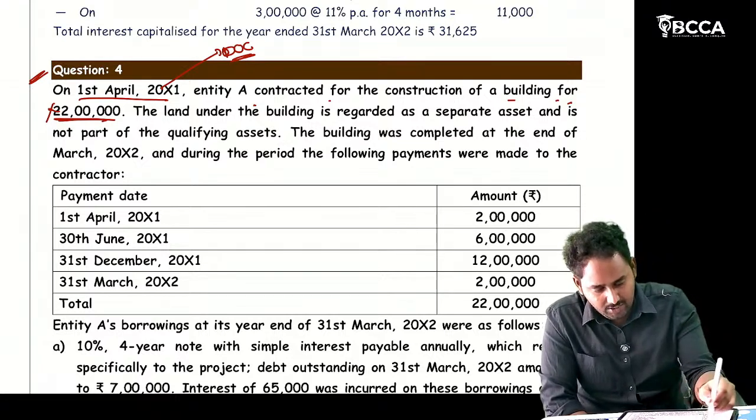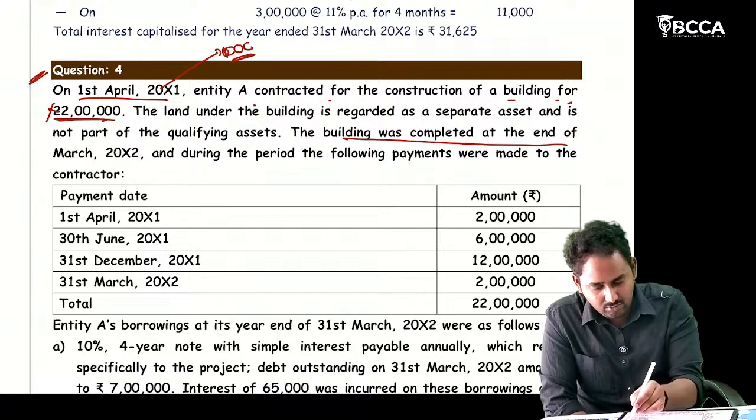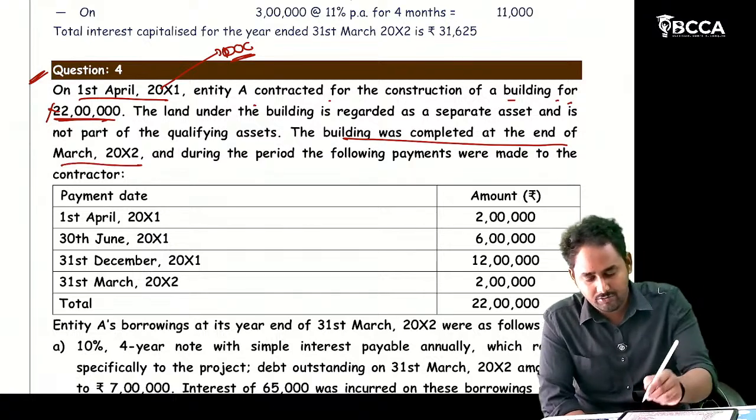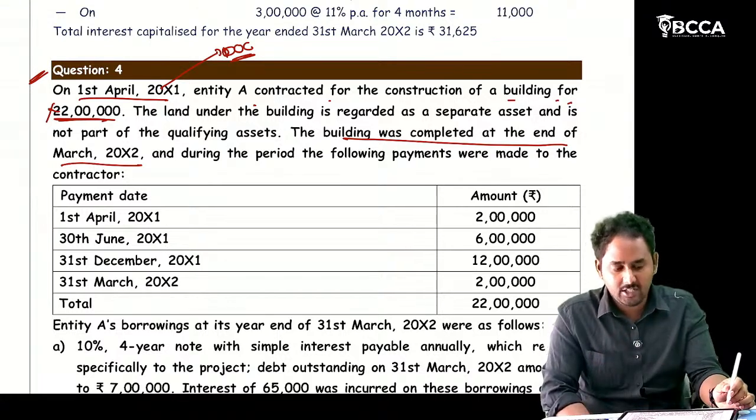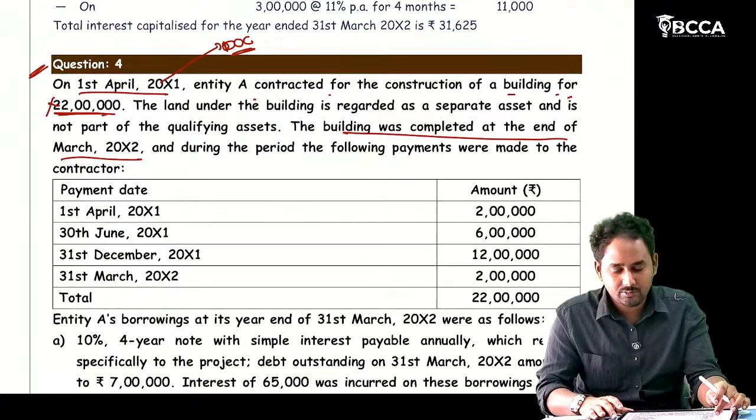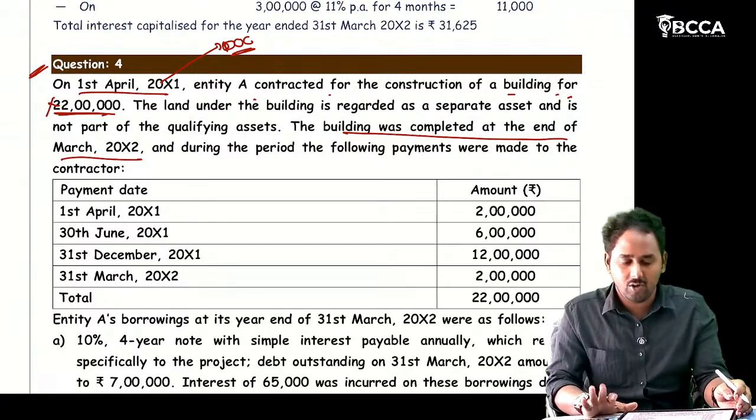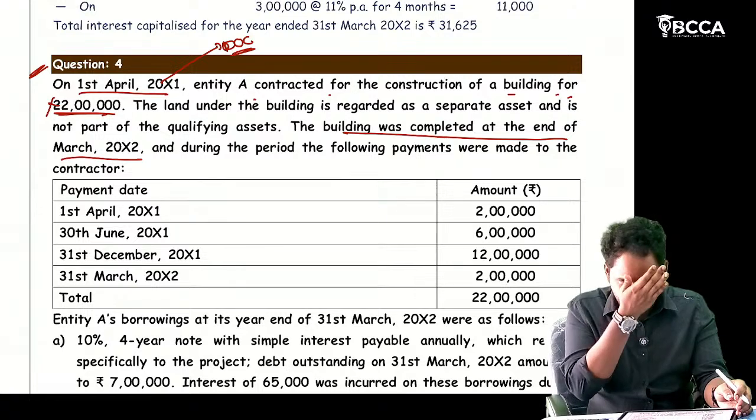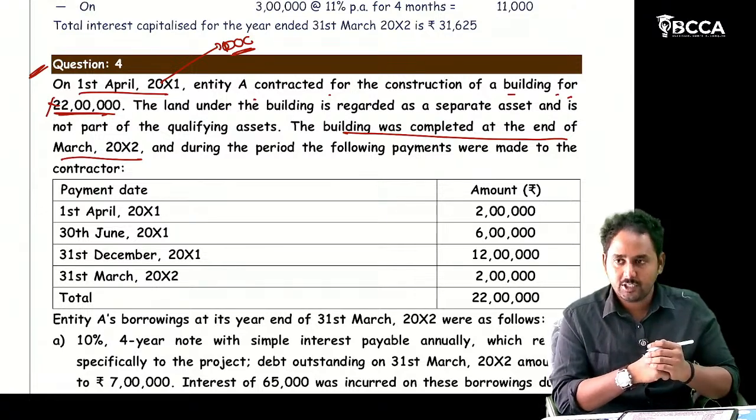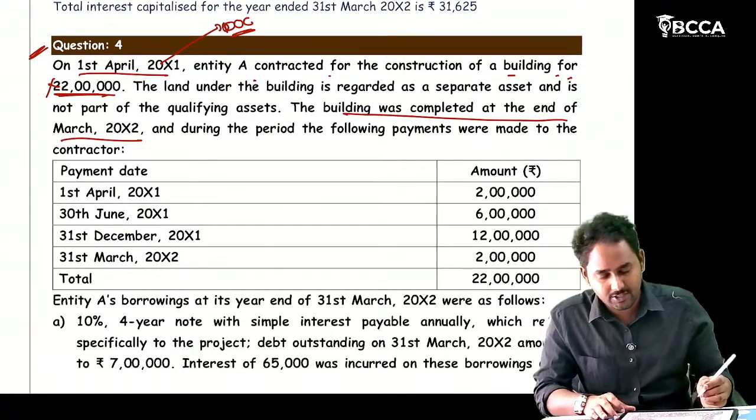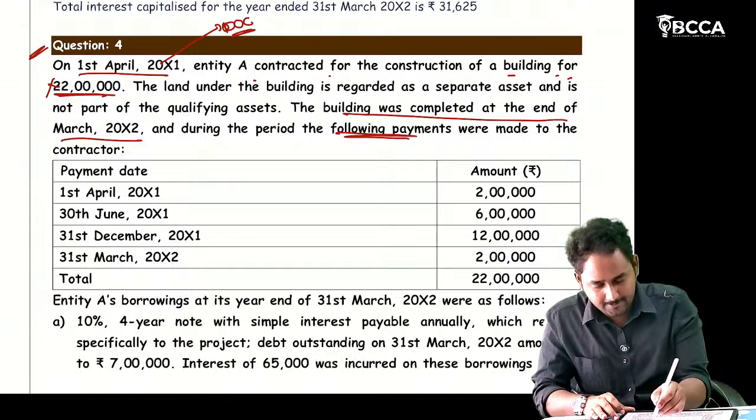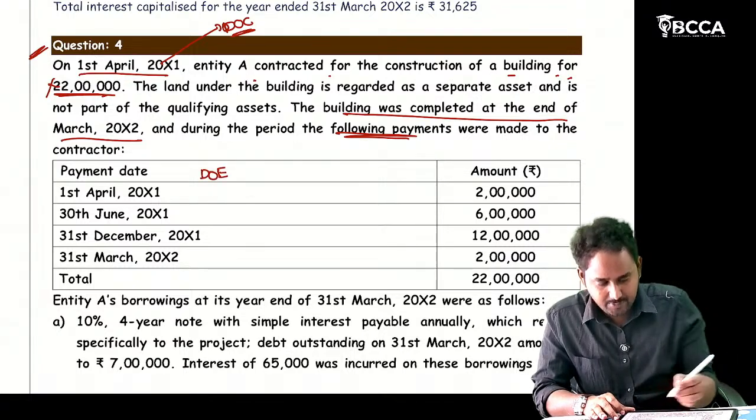Second thing, the building was completed at the end of the year. Construction started on 1st April and was completed on 31st March. So 12 months. A 12-month period is called a substantial period of time. So the given asset is a qualifying asset. So the interest expenses on the qualifying asset should be transferred to the cost of the asset. Let's see the dates of expenditure, the following payments.